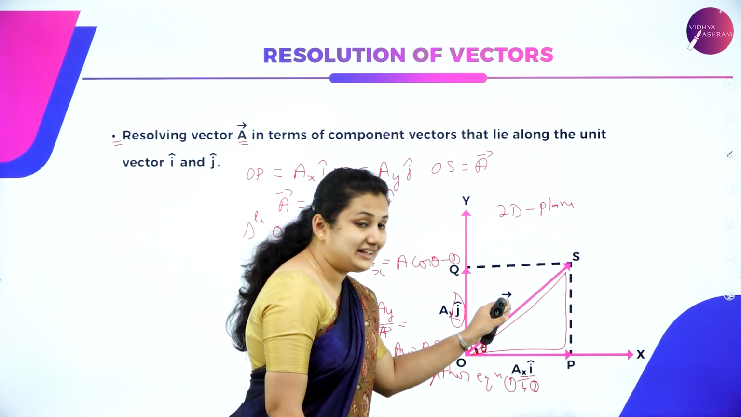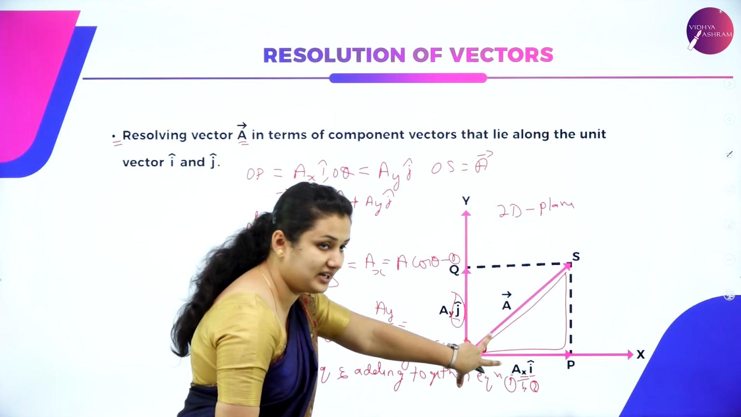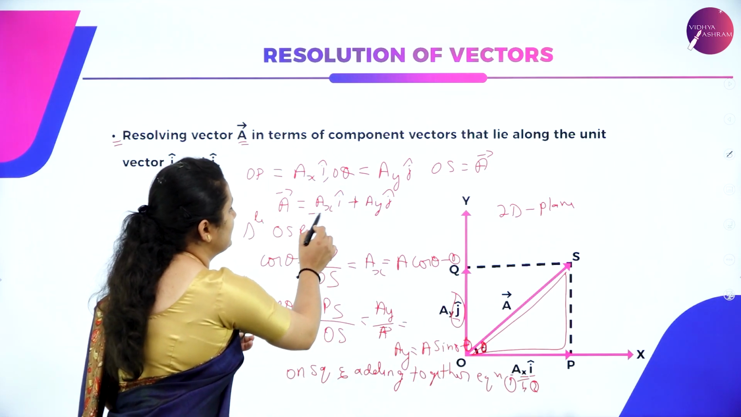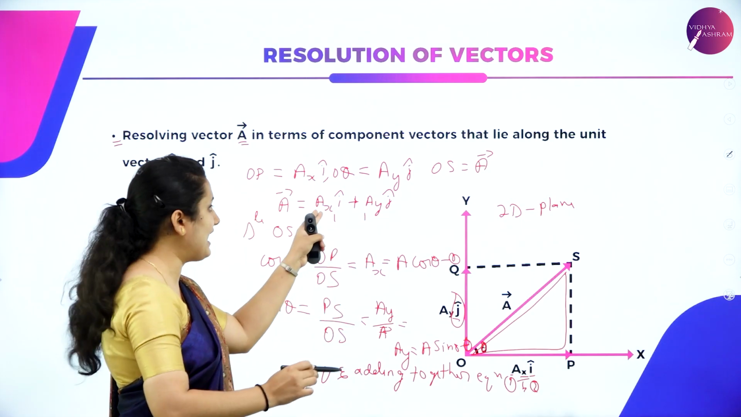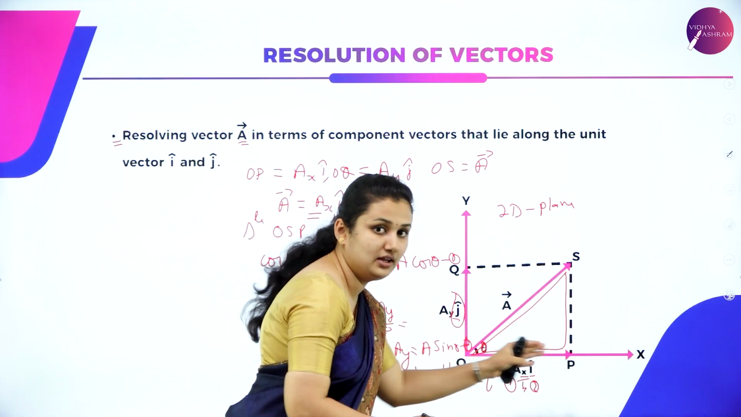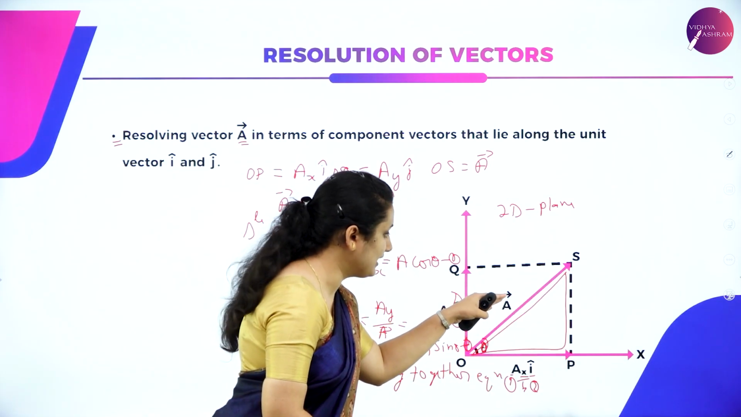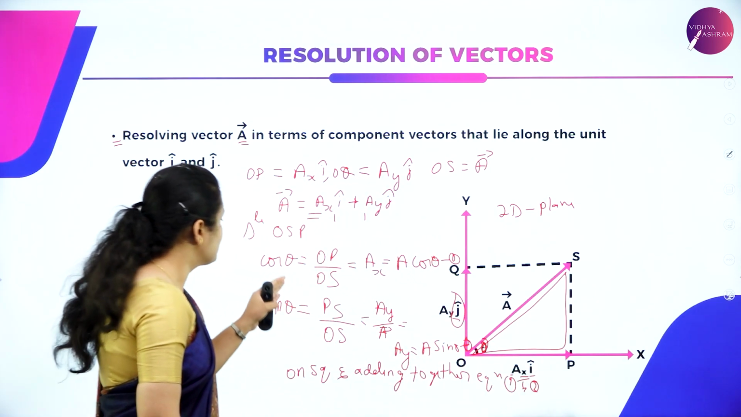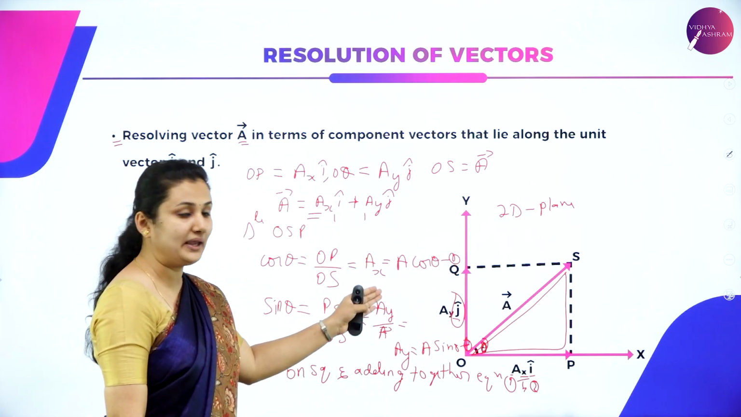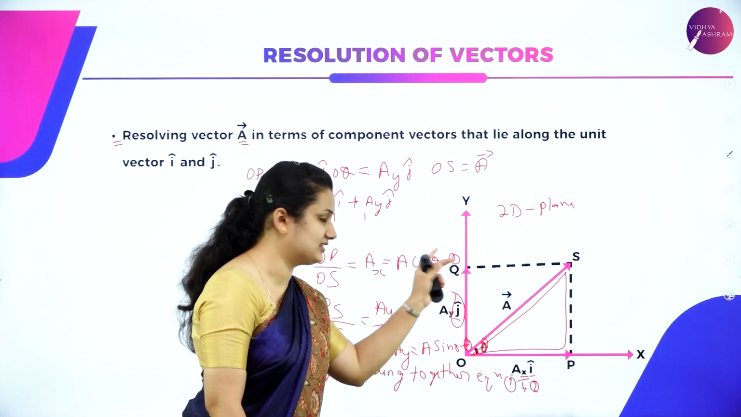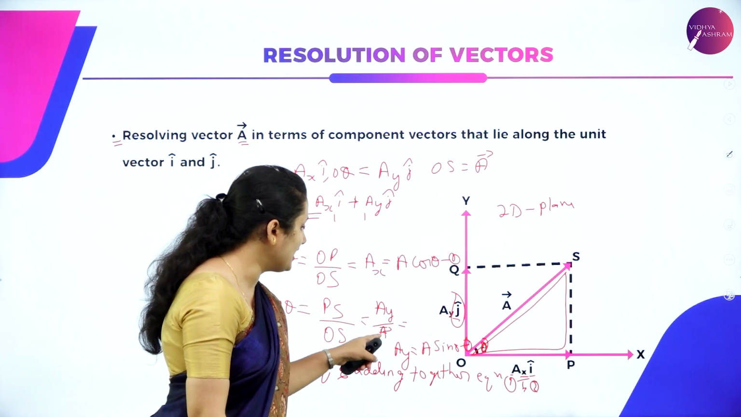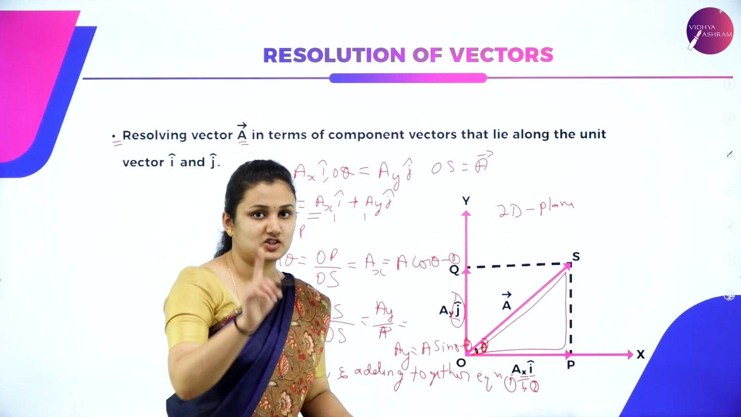So the resultant A is split into two components along the x-axis and y-axis, that is AX I cap and AY J cap. Then I will consider the triangle OSP to find the angle theta made by vector A along the x-axis. What is cos theta? Adjacent by hypotenuse, that will give me AX is equal to A cos theta. That is my first equation. Sin theta is opposite by hypotenuse, that will give me AY by A, so AY is equal to A sin theta. That is my second equation.